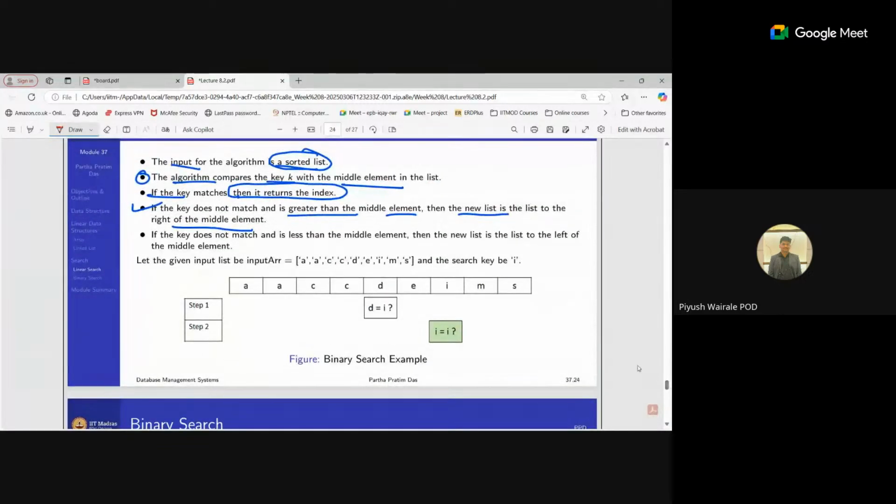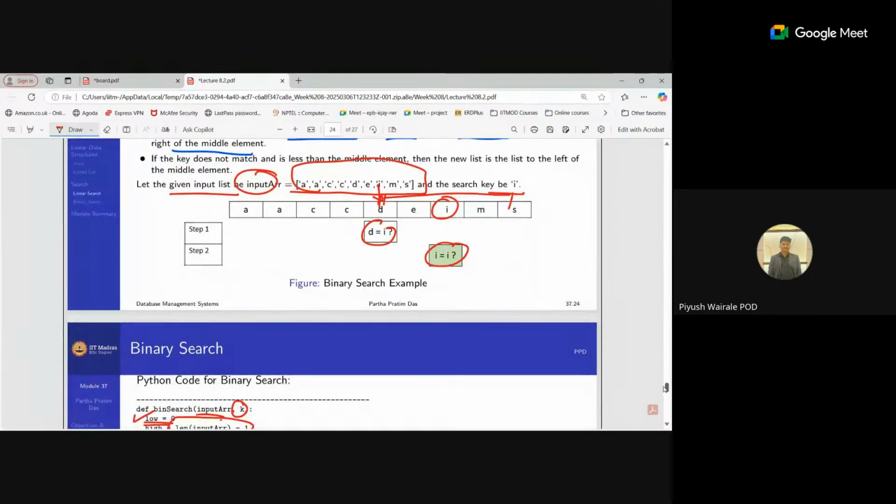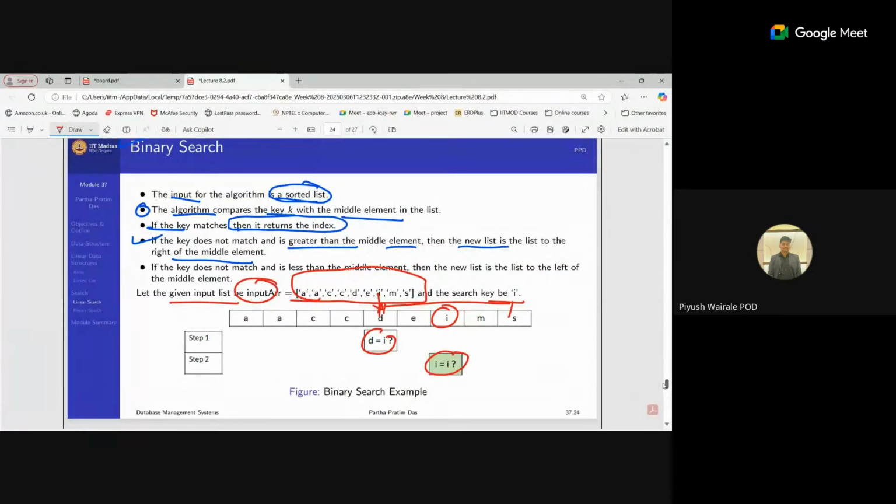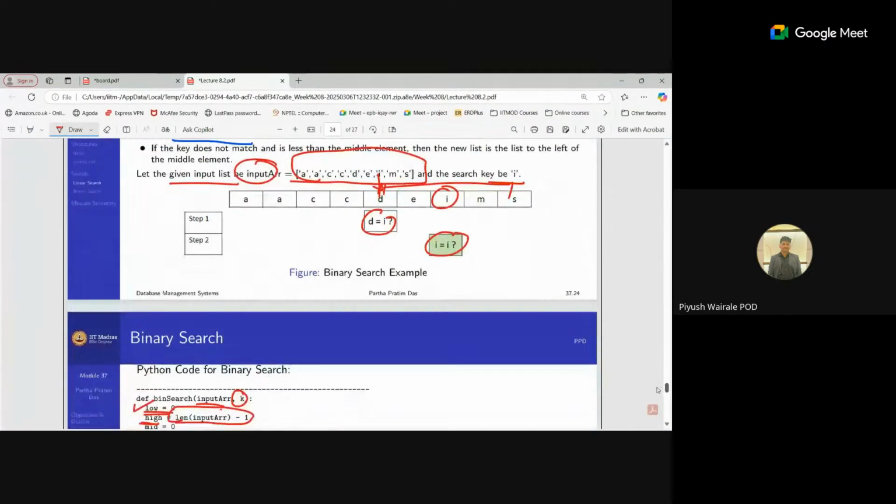You can see in this particular case, the given input is like this. We have this particular array and the search key is I, right? So by using binary search, first we find out the middle element. We compare whether it equals I. No. Then we find out the middle element of this one. So I is the middle element here. And then we compare whether I is equal to I or not, right? So this is how we can perform the binary search, right? That is how this binary search works, and we will get the element. It will return the index position of that particular element.